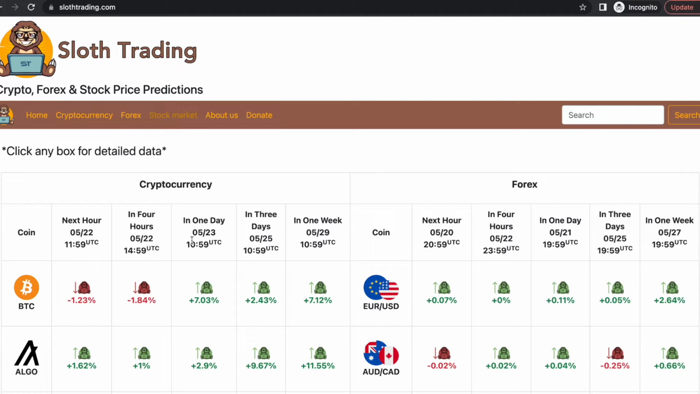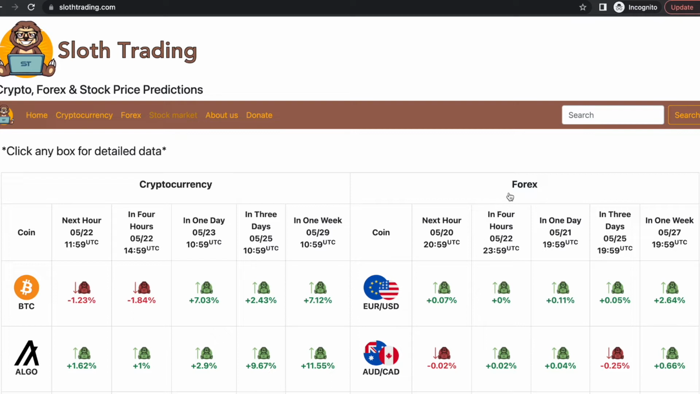Based on this past data, we have used a convolutional neural network, and every single hour the system predicts new prices for different time frames. So every single hour the website makes a prediction for the price for the next hour, as you can see here, the next 4 hours, next day, 3 days, and 1 week.